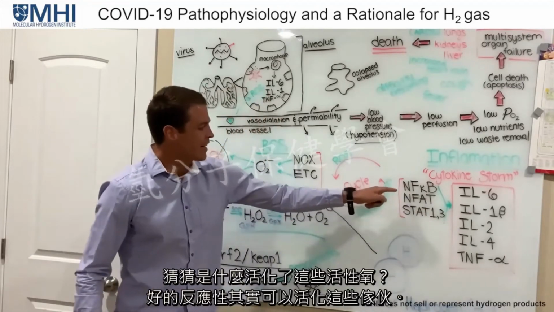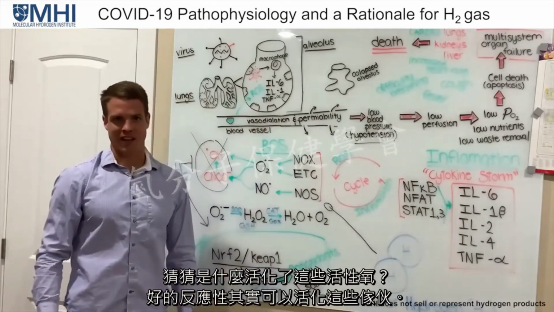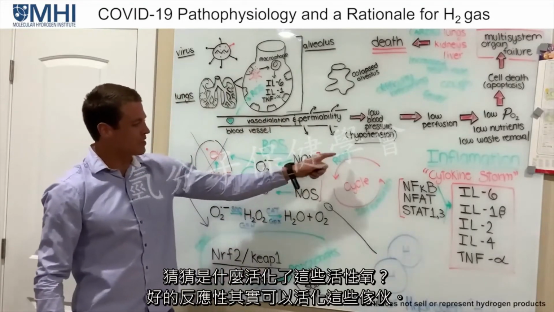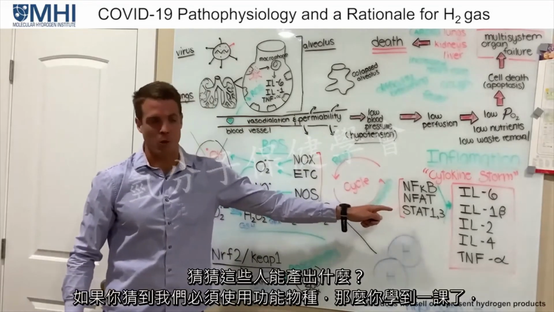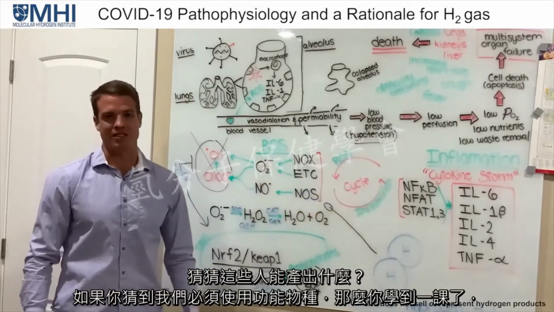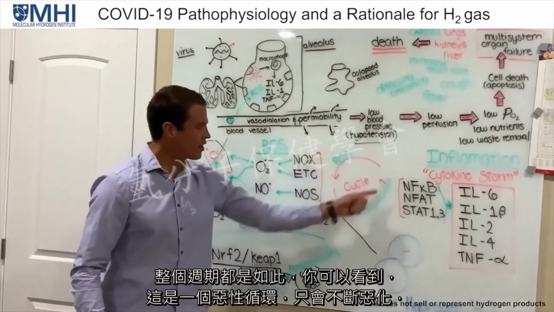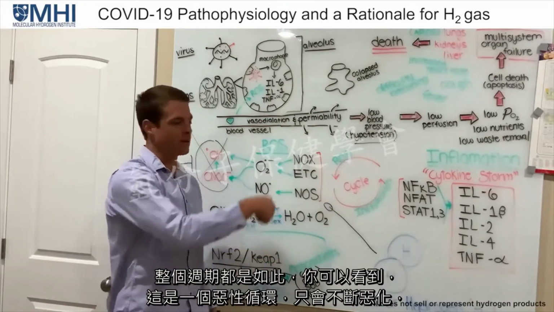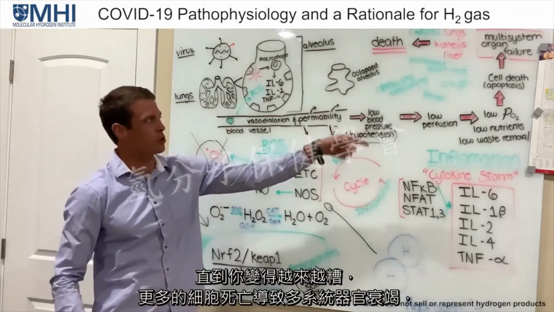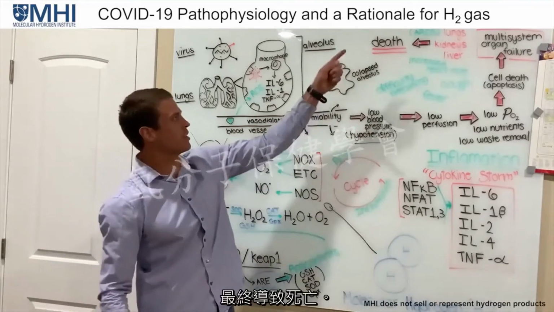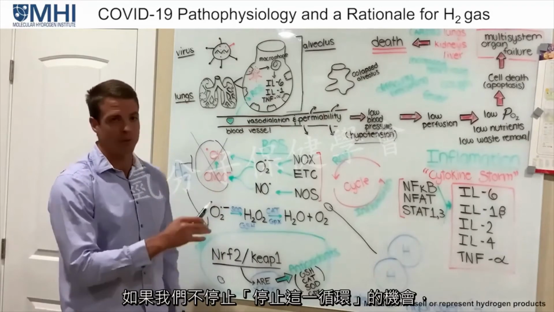Well, guess what activates these? Reactive oxygen species. Okay? Reactive oxygen species activate these guys, and guess what these guys can produce? Well, if you guess reactive oxygen species, you go to the head of the class. Because that's right. All of this is this whole cycle. And you can see it's a vicious cycle. It just keeps on getting worse and worse and worse until you get more cell death, which results in multi-system organ failure, which results in, well, eventually death. If we don't stop this, we have to stop this cycle.